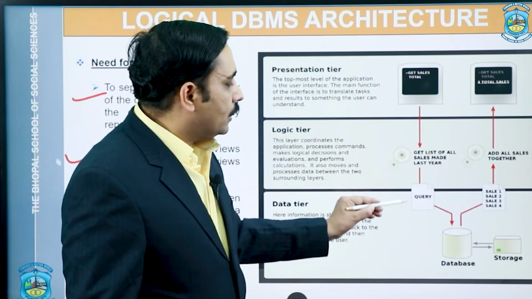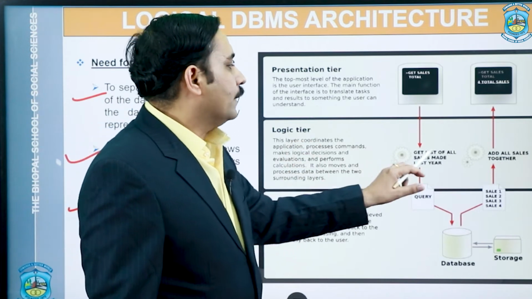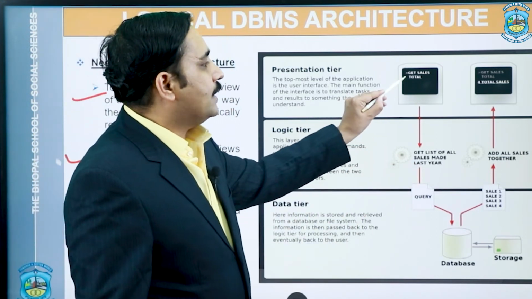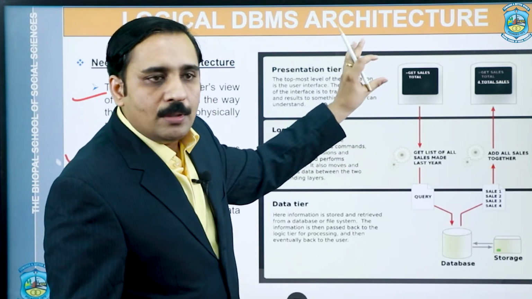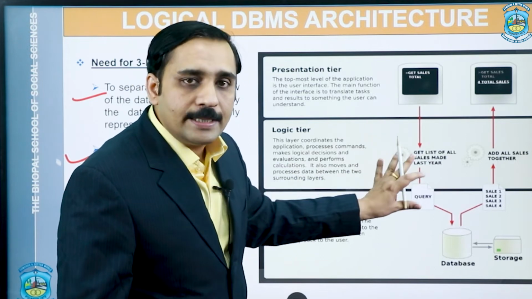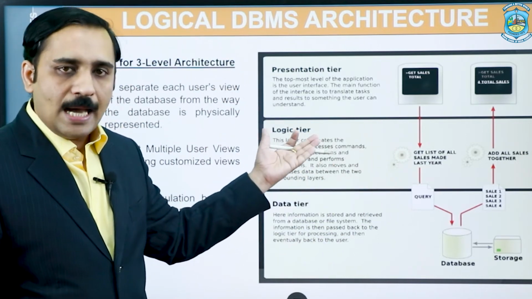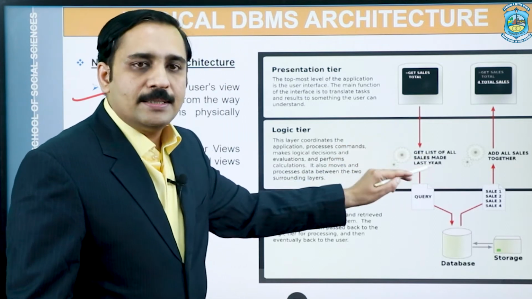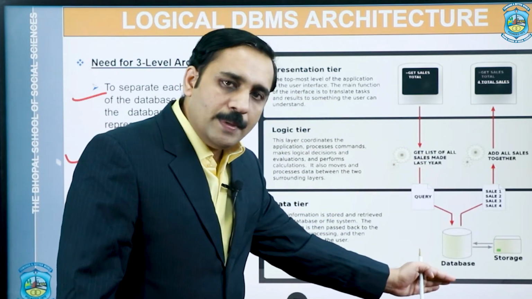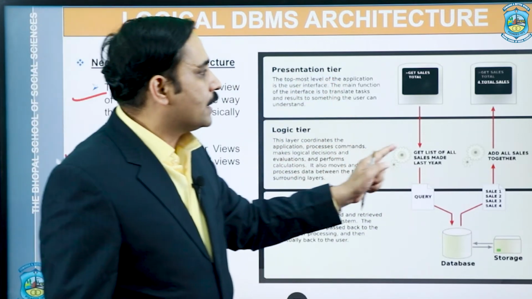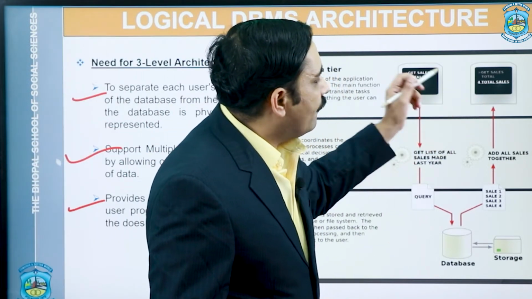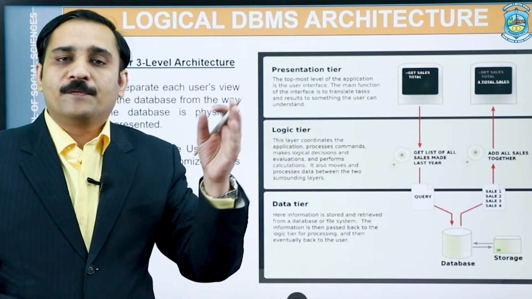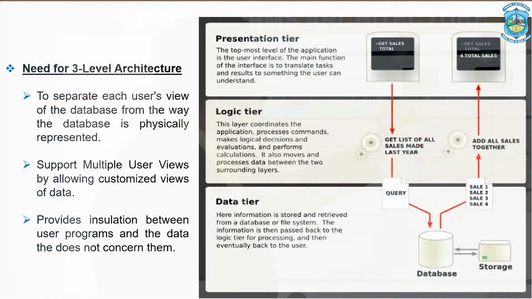For example, I want to get to know the total of the sales made last year. What happens? I just write a command here as the user. The user only writes a command: get the sales total. So what does this sales total mean? That I have to get a list of all the sales made in a particular year, maybe last year. Based upon the query received at this level, it will query the DBMS and finally fetch the data. Now another user at the same time contacts this same DBMS, and that user wants a total of sales by adding all the sales of different quarters together into one unit. So what happens? We have to club, that means we have to add all sales together.